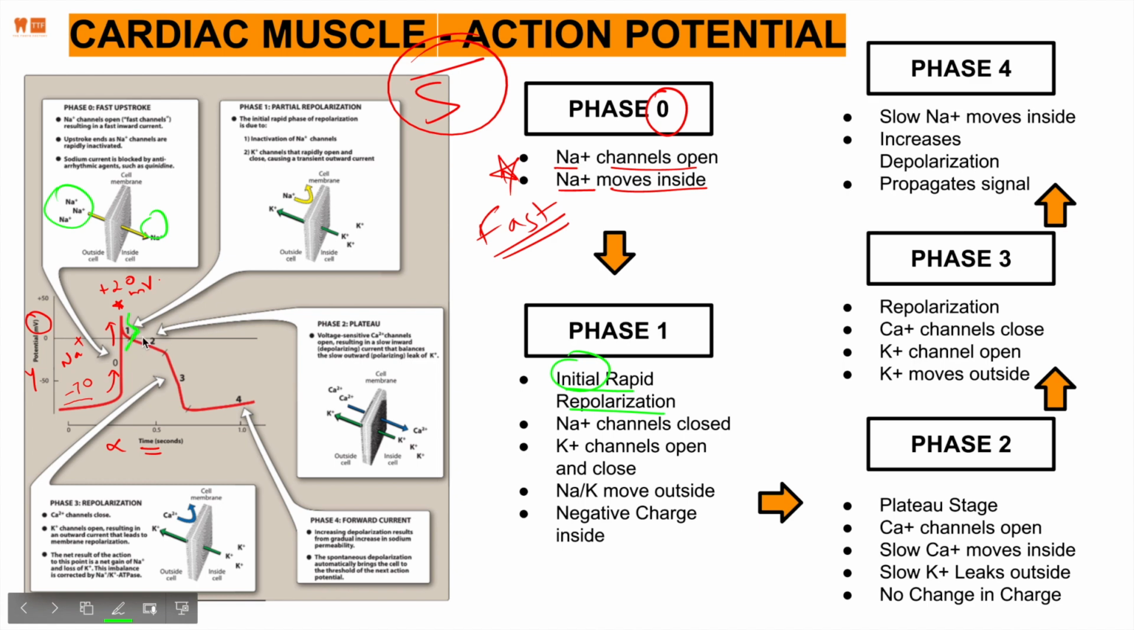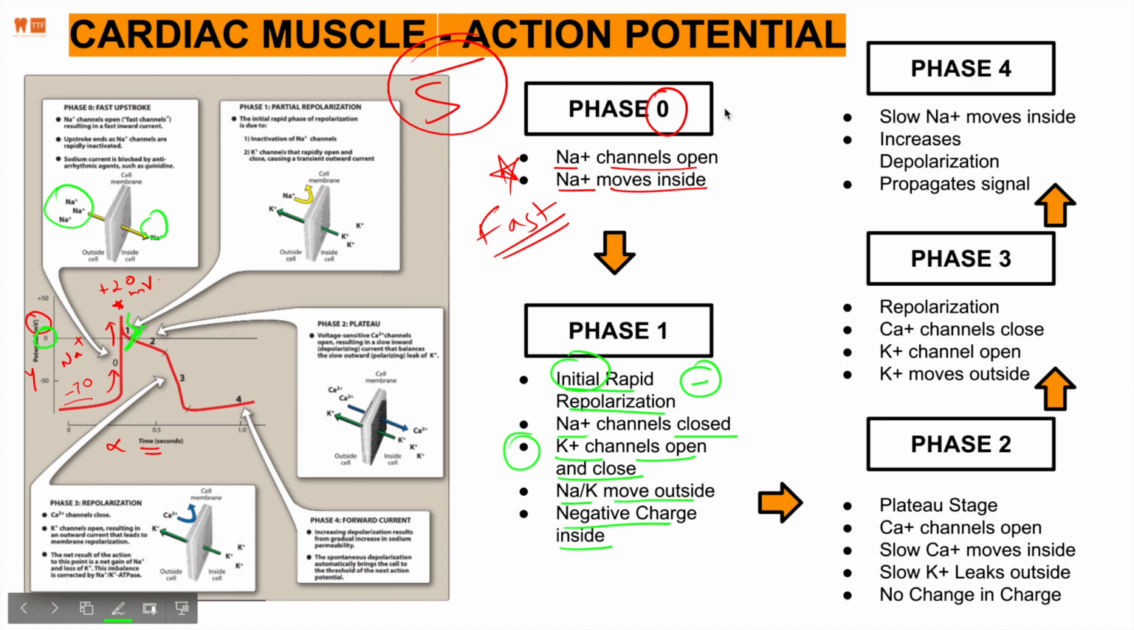repolarization, which means, remember that in our previous lectures we said polarization means to create a negative charge. So repolarizing it a little bit, right? Rapid repolarization is when sodium channels are closed and potassium channels open and close. So now potassium is working. So sodium and potassium move outside, causing a negative charge inside, but not that much, just a little bit, maybe towards 0 millivolts.